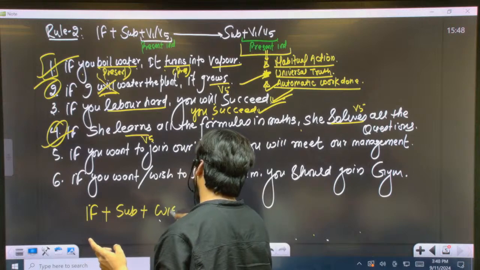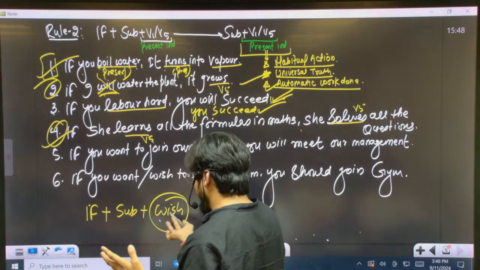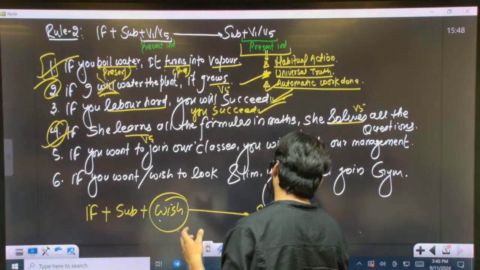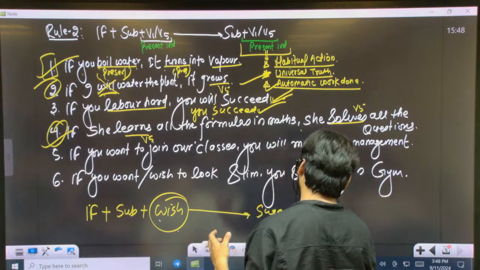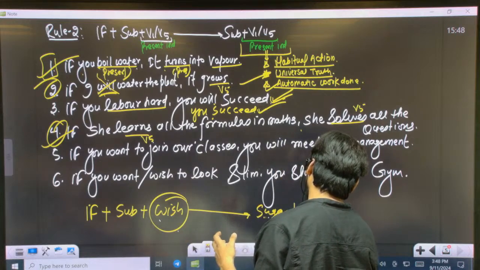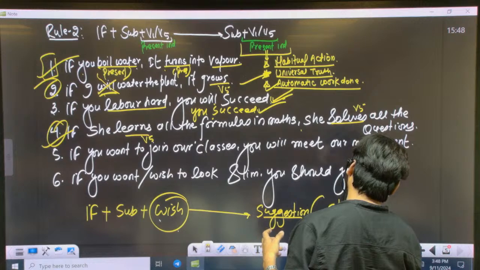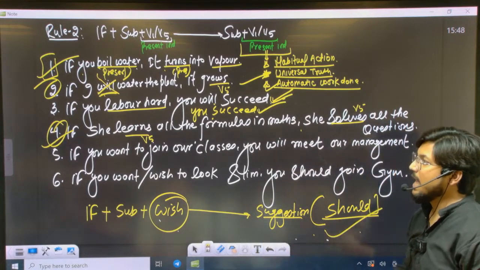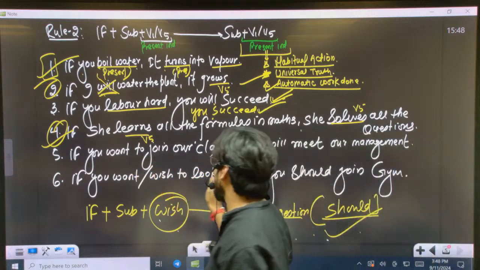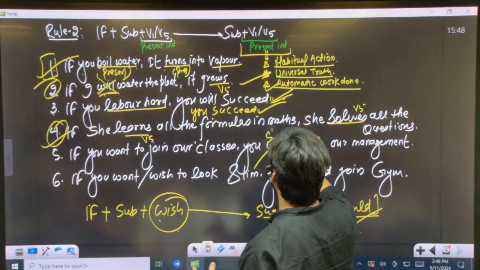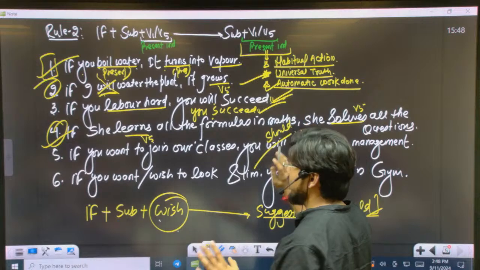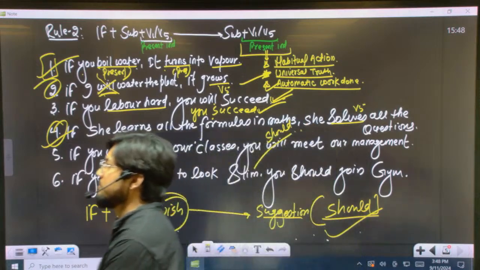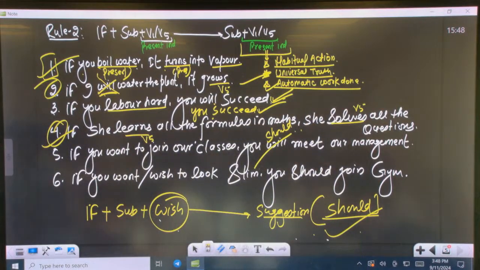If you have any wish, and you want to talk about suggestion, you are giving suggestion, then should will be used. As if you want to join our classes, you should meet. Will not be used, because this is a sense of should. If you want to join our classes, you should meet our management.